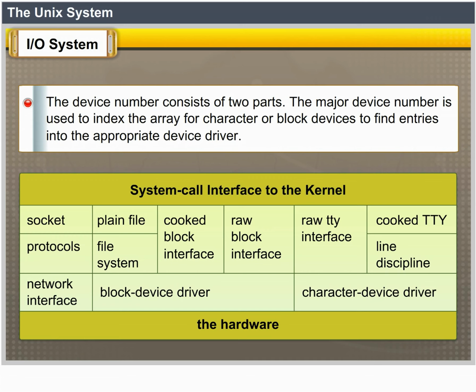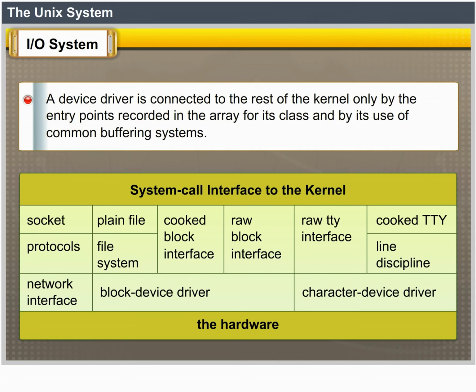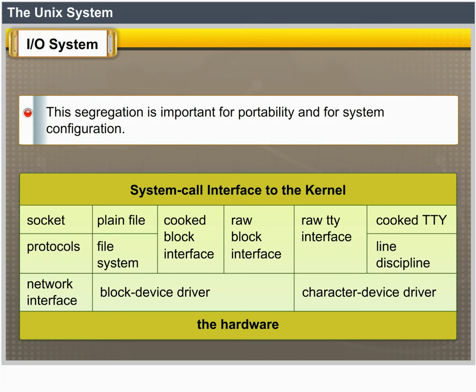The major device number is used to index the array for character or block devices to find entries into the appropriate device driver. The minor device number is interpreted by the device driver as, for example, a logical disk partition or a terminal line. A device driver is connected to the rest of the kernel only by the entry points recorded in the array for its class and by its use of common buffering systems. This segregation is important for portability and for system configuration.